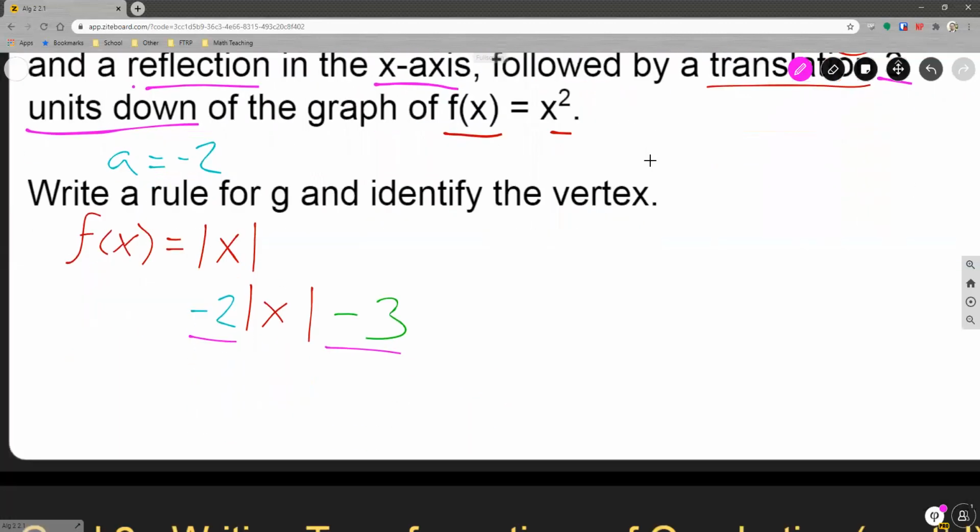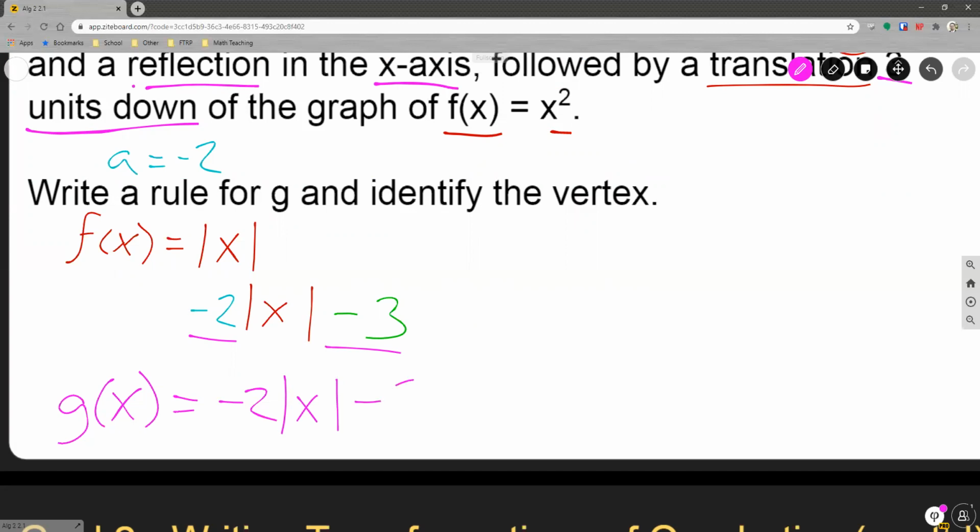So I could rewrite this as a new function. We're going to call it g of x. And g of x is equal to -2. That's my reflection and my vertical stretch, times the absolute value of x. I don't do anything to that because I've got no horizontal changes, so that just stays the same. And then -3 for the translation 3 units down of the graph f of x equals x squared. That's my rule, or my equation form of the function.